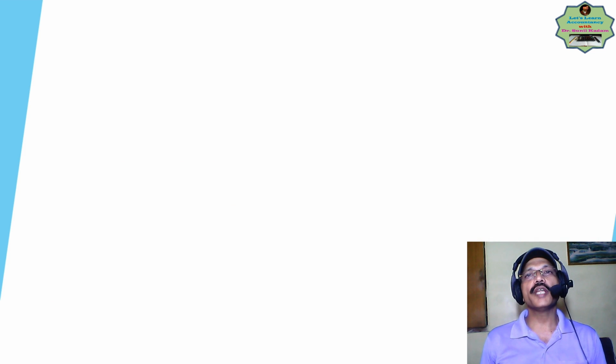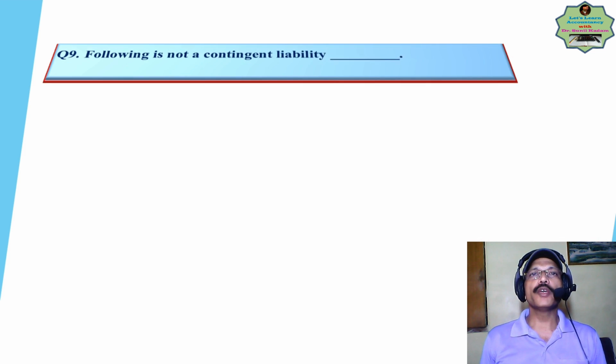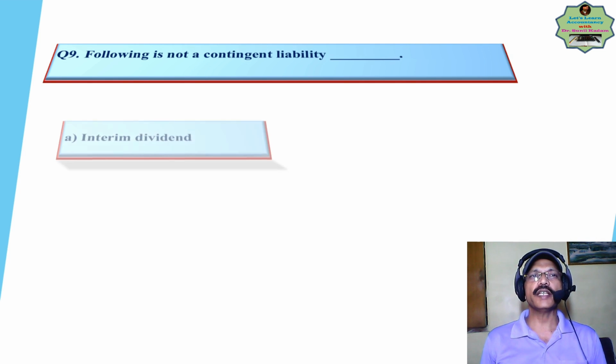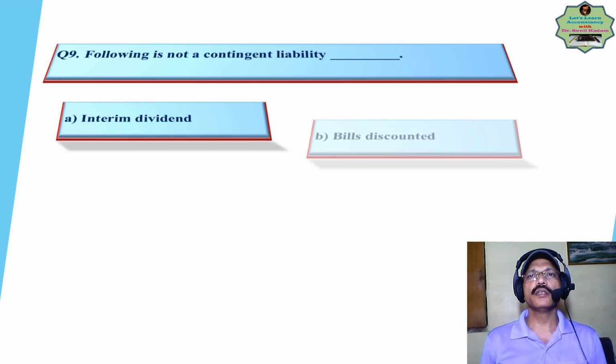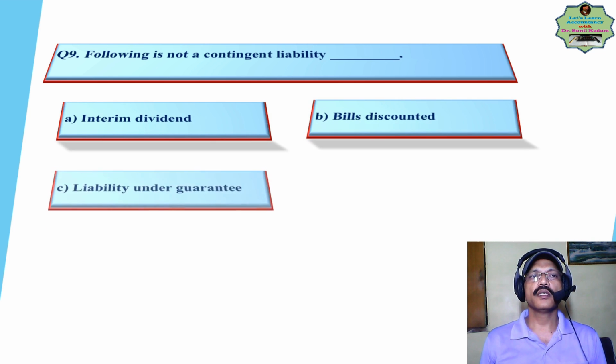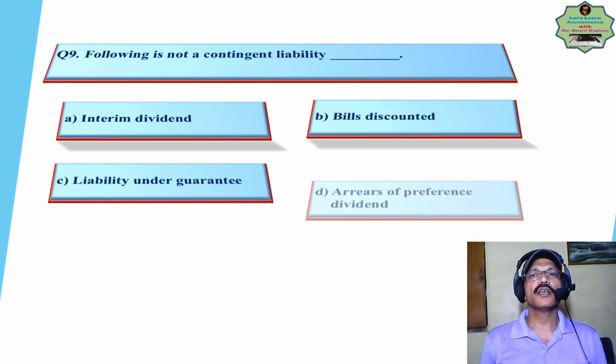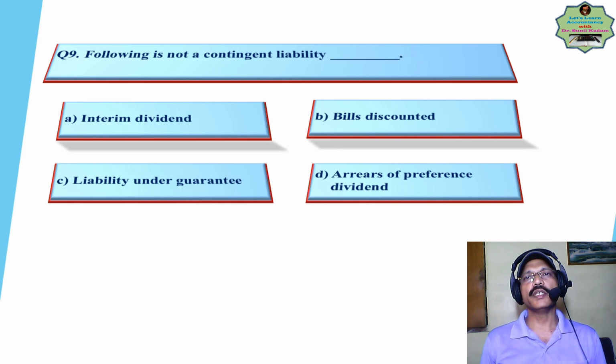So let's move on to the 9th objective. Following is not a contingent liability. They have given certain liabilities here. Let's find out which are those. Interim dividend, bills discounted, liability under guarantee, and arrears of preference dividend. These are the 4 liabilities they have given, and you have to identify which one of these is not a contingent liability. It means there are 3 contingent liabilities, but one is not. So now your task is to find out which one.